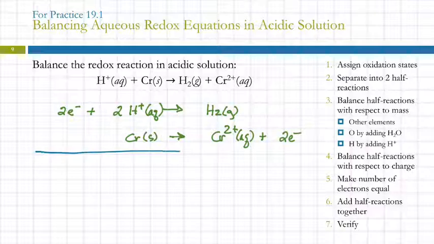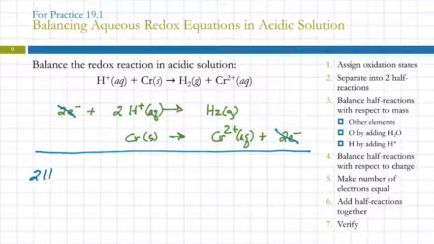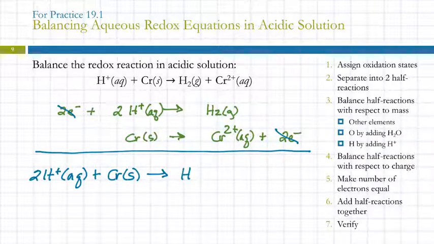So we're going to add these together. 2 and 2. Those cancel out. And just copy down what's left. Just like when you're adding, the order that you write them in the equation doesn't really matter.